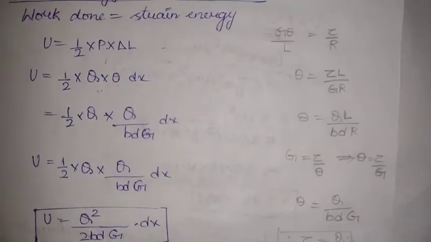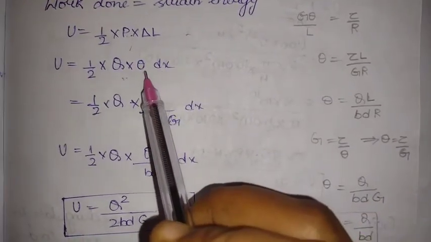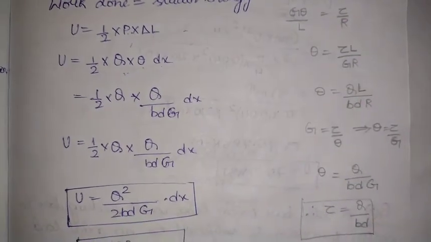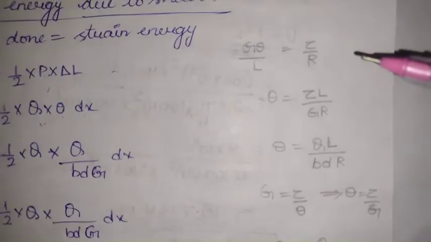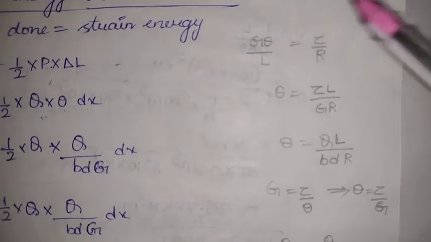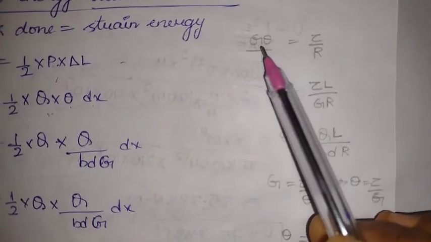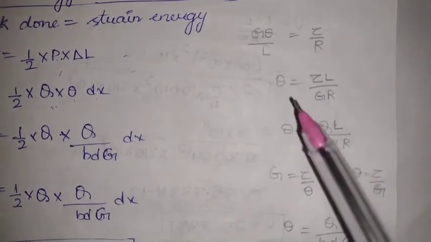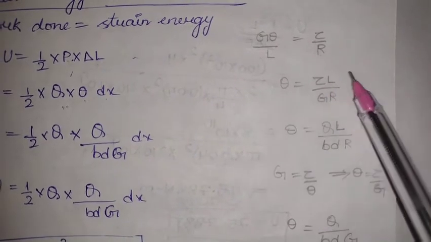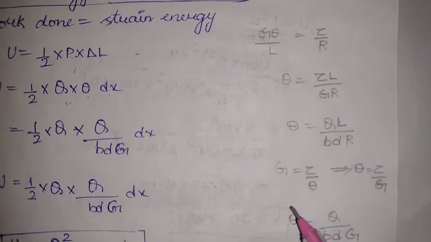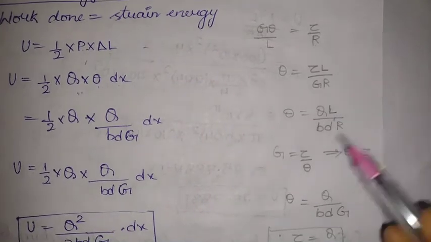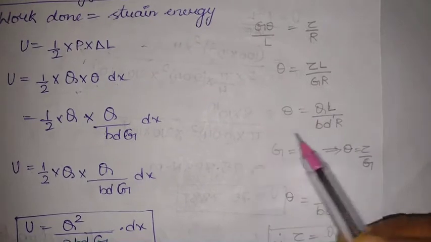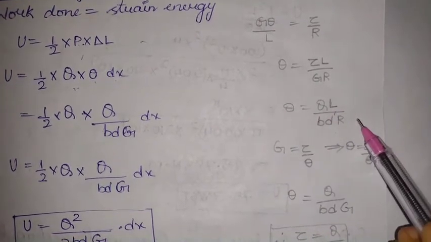First of all, we are converting this theta into Q terms, just for simple evaluation of the formula. Again, from the second part of the torsion equation, G theta by L is equal to tau by R, where tau is nothing but the shear stress. We get theta by this formula. We also know that tau by G is equal to Q by BD. So simply substitute this: theta is equal to QL by BDR.